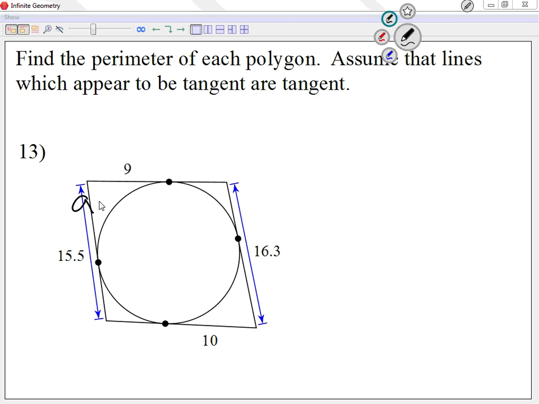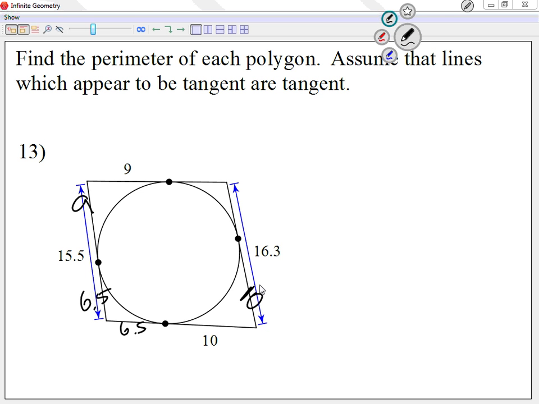So this is 9. Now looking at the whole thing, it is 15.5. Part of it is 9, so subtract it, and you're going to get this bottom part is 6.5. So this is 6.5. I'm going to say this little corner here is 6.5 as well. If I look on this other side, this side is 10. So I'm going to say this little part right here should also be 10.